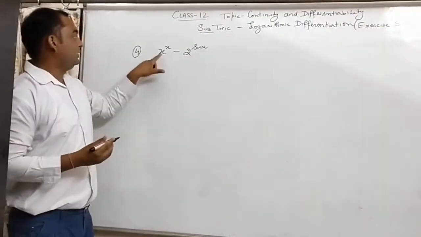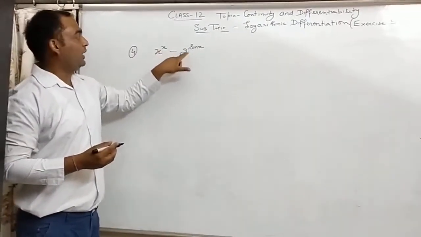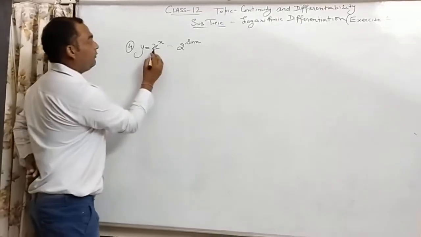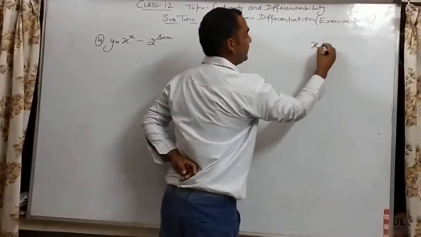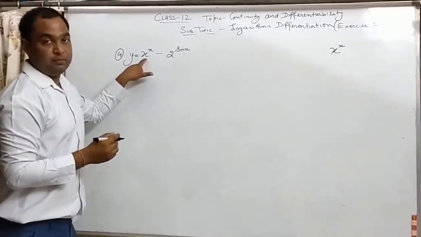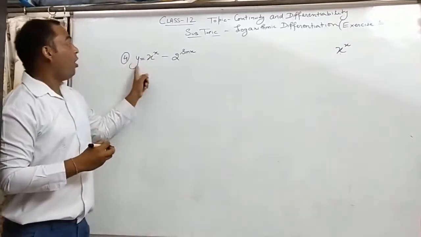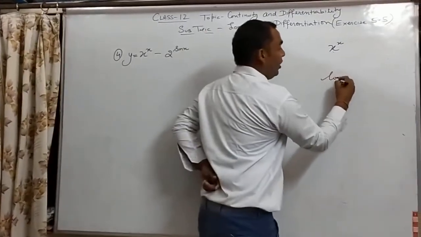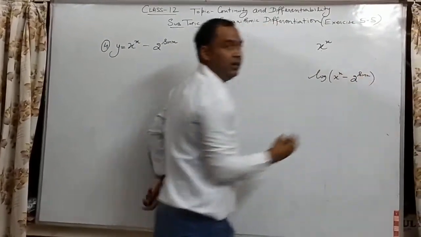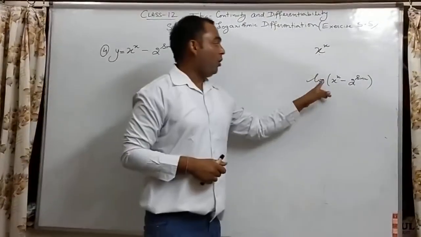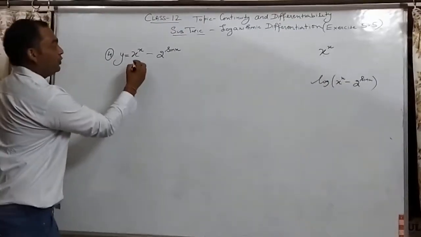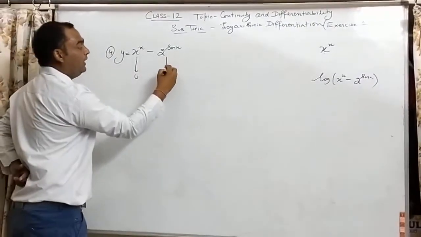Now fourth question is x raised to power x minus 2 raised to power sin x. Let us suppose this function to be y. Now here first term is x raised to power x, means variable raised to power variable. So we have to take log for this, but if we apply directly log on this, it will come out to be log of x raised to power x minus 2 raised to power sin x. And as we know that there is no formula for log of a plus b or log of a minus b. So suppose we are supposing that first term to be u and second term to be v.